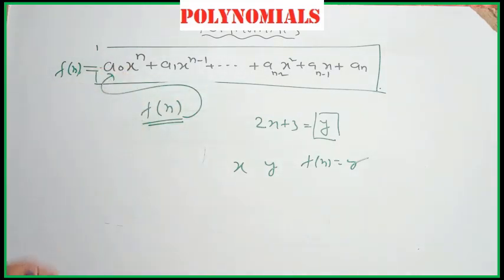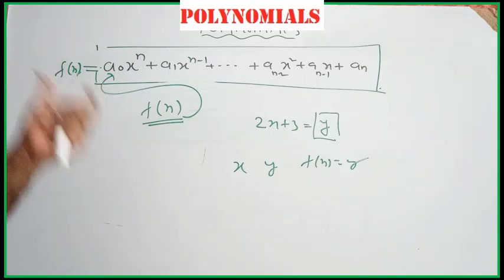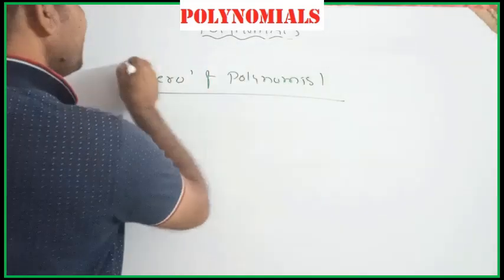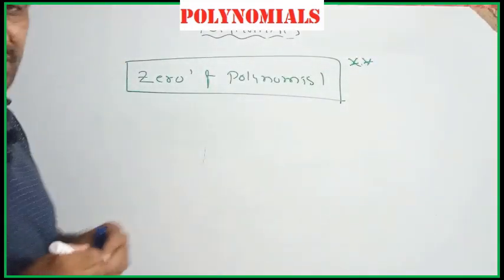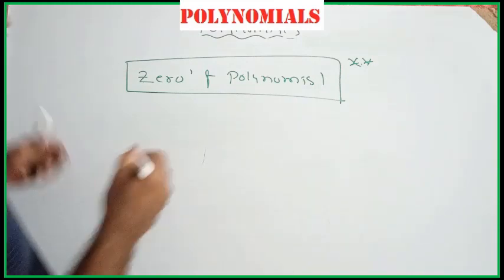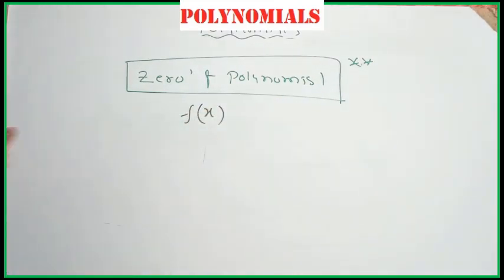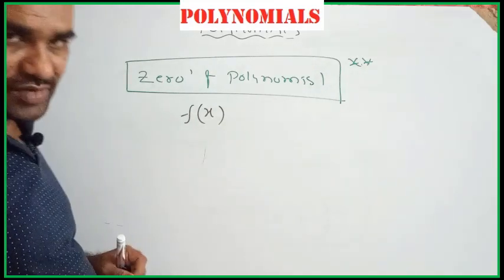F of x means a naught into x power n plus a1 into x power n minus 1, and so on. F of x stands for an nth degree polynomial involving one variable x. The zero of the polynomial, this is important. F of x is a polynomial. You don't know what the degree is, just f of x is a polynomial.